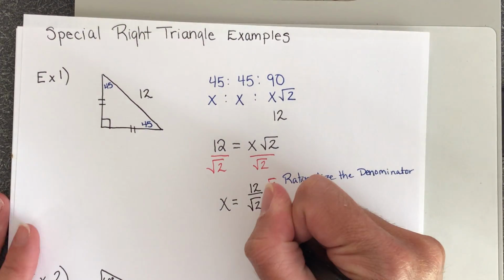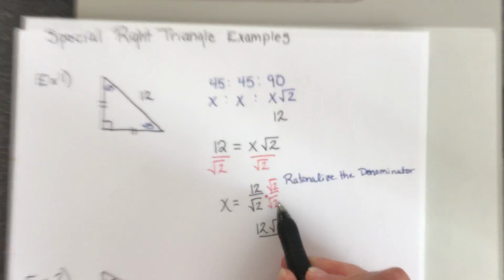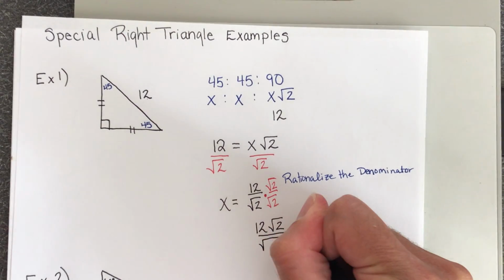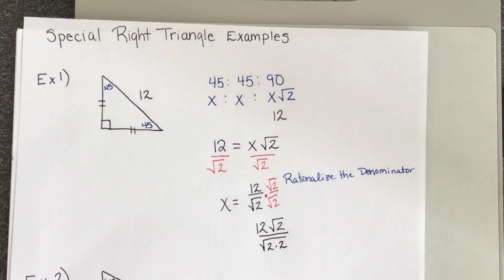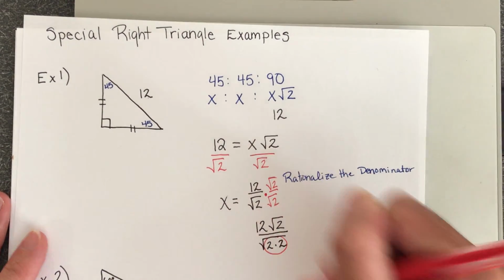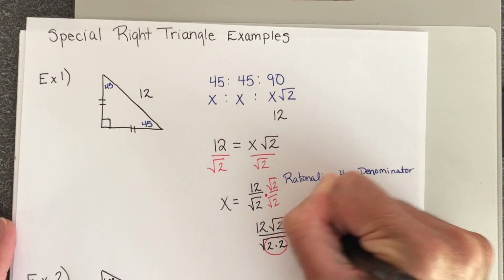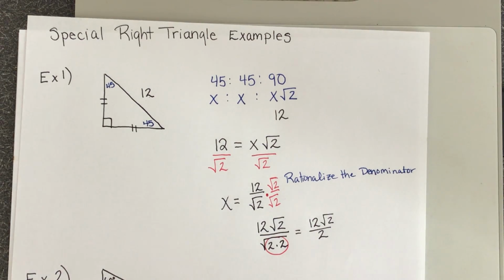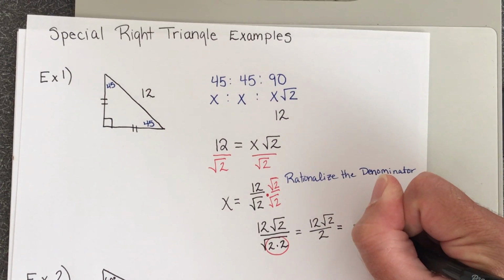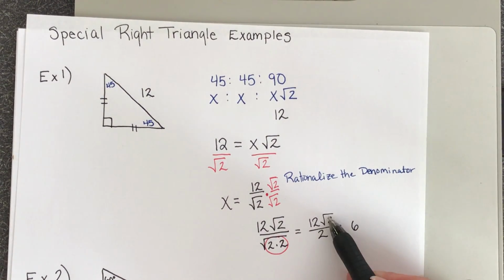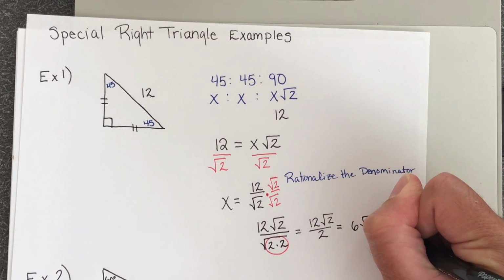So now, if I continue to simplify, I've got 12 times the square root of 2 on top, and the square root of 2 times the square root of 2 on the bottom. I can write them under the same radical, and so, hey, what do you know? The 2's come out, the radical's gone, and so I have 12 times the square root of 2 over 2. Well, one more step to simplify. What is 12 divided by 2? 12 divided by 2 is 6. Remember that 2 is not going to go with that square root of 2, okay? So it simplifies to 6 times the square root of 2.